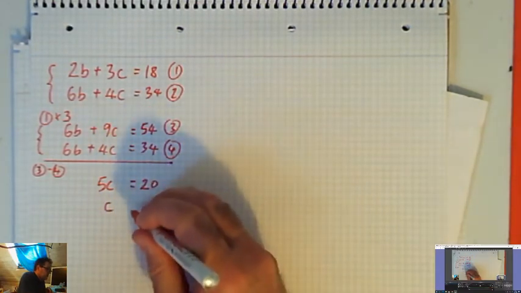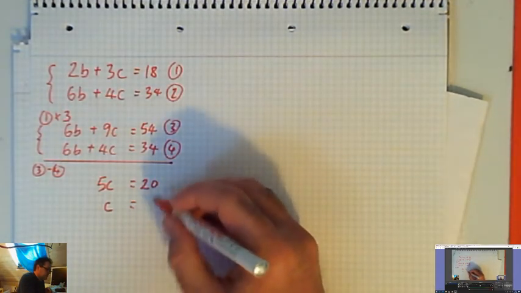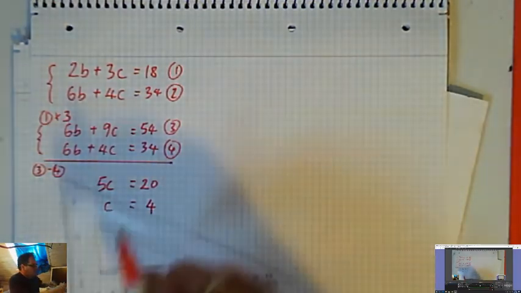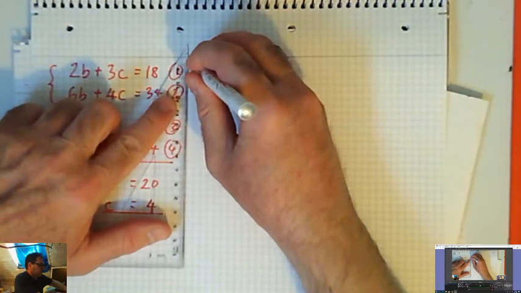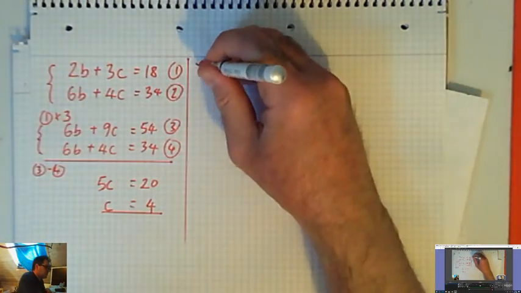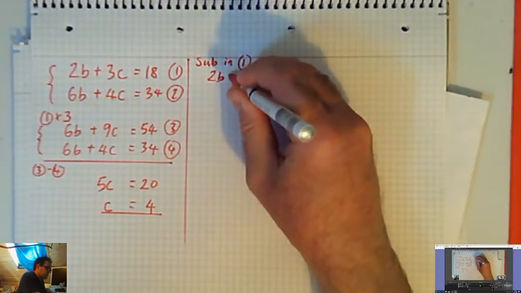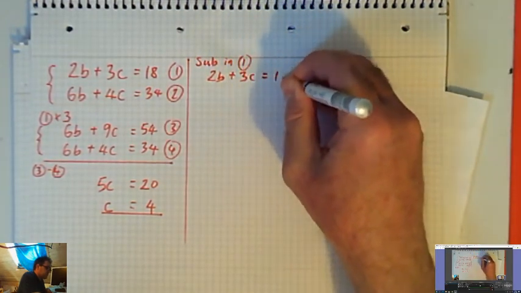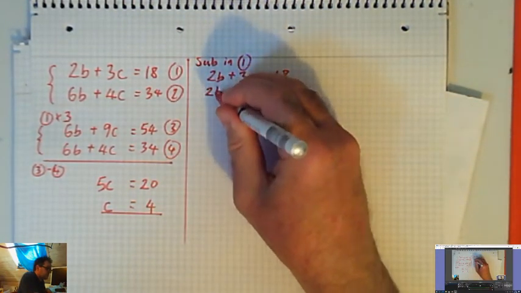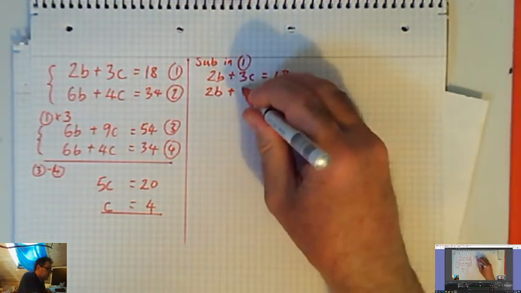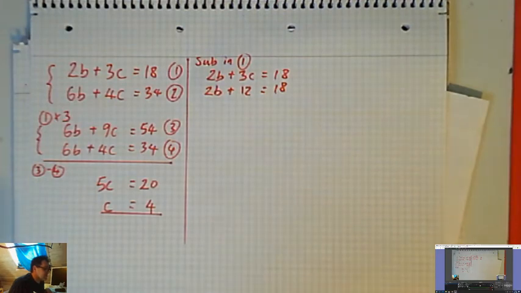I just want to know what 1c is on its own, so I'm going to divide everything by 5. So doing that on the other side as well, 20 divided by 5 is 4. So having divided both sides by 5, c equals 4. I'm going to substitute that into my original equation 1, which was 2b plus 3c equals 18. So I figured out that c is 4, so that's going to become 2b plus 3 times 4 is 12 equals 18. 2b plus 12 equals 18.